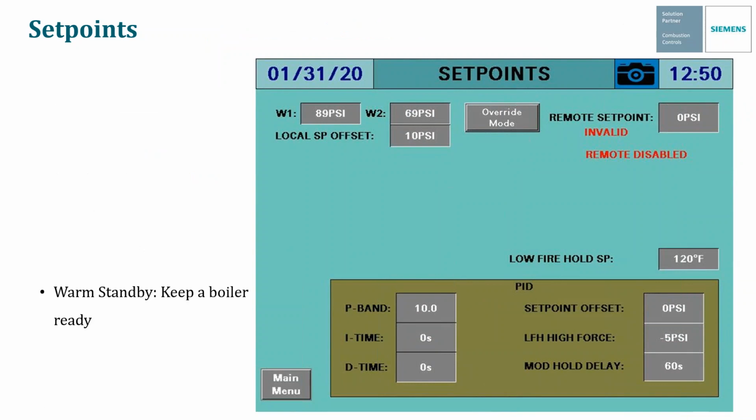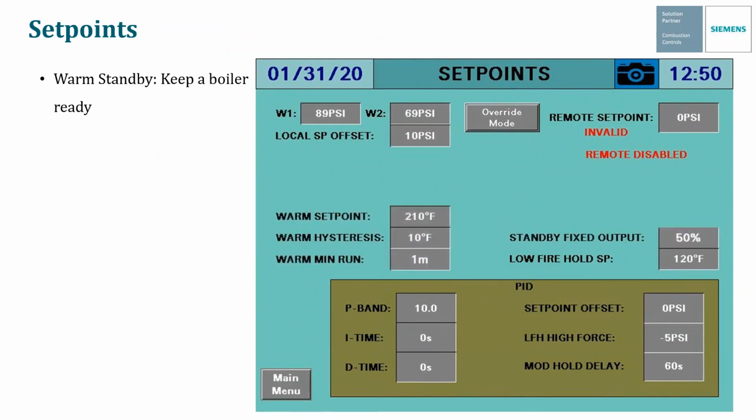So back to our set point screen. Warm standby is an option that you can turn on in the system setup screen. When you do so, you have all of these other options that come on in the Setpoints menu. Now, warm standby is basically the ability to keep a boiler ready. It's like having a batter in the on-deck circle. You don't have to wait for him to warm up before he goes to bat because he's already warmed up and ready to go.